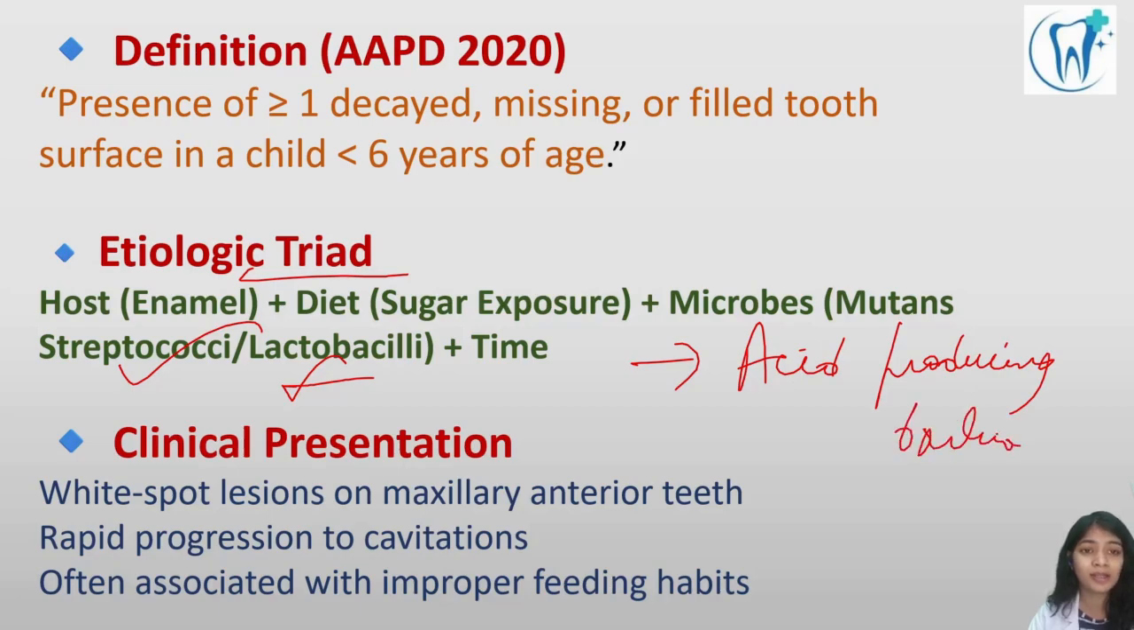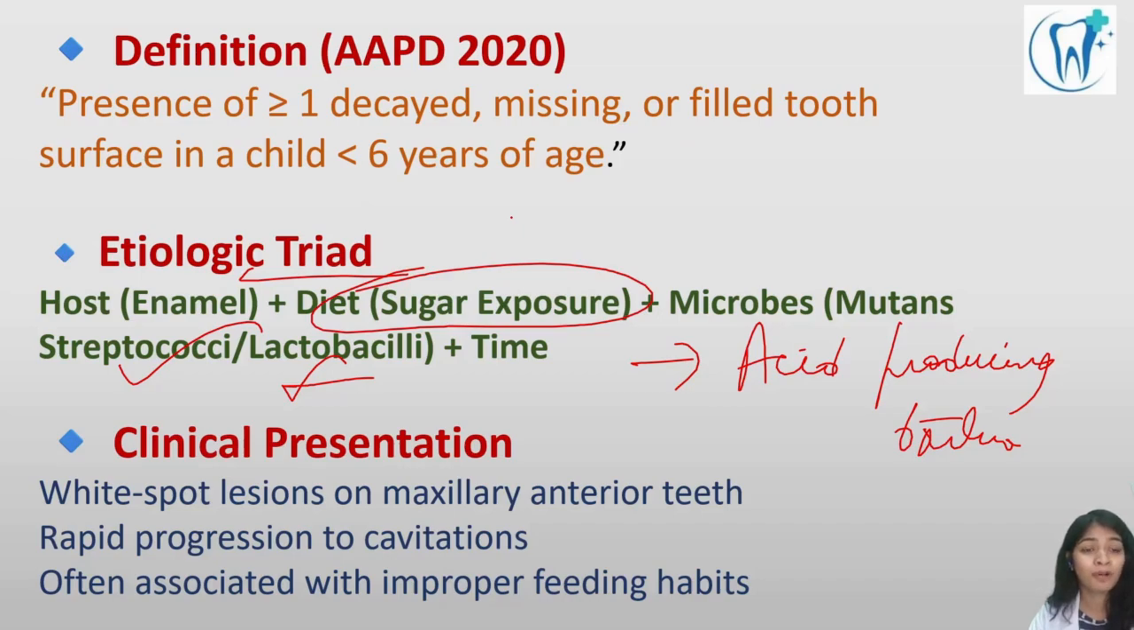Now these bacteria are often transmitted vertically from the primary caregiver, usually the mother, to the child, typically via saliva. Understand? Next, dietary factors. Frequent consumption of liquids or solid foods containing fermentable carbohydrates or sugar is critical. So, this is diet.